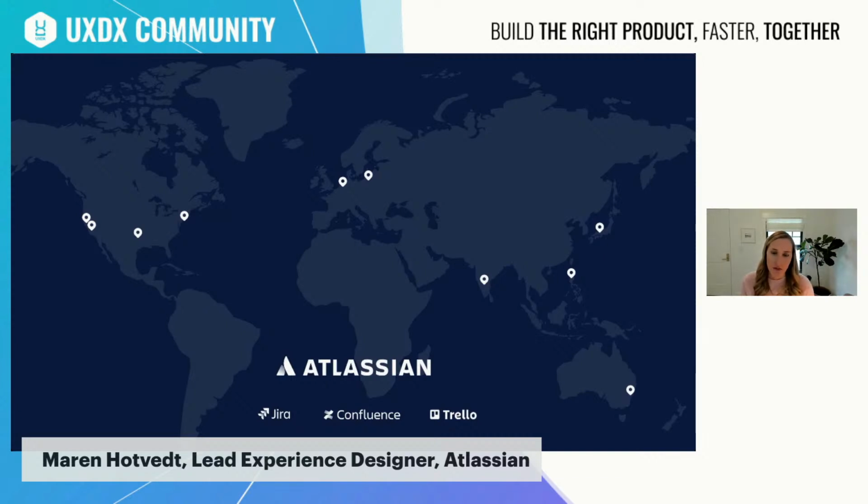We are helping shape the future of teamwork and collaboration for over 250,000 global customers and millions of users. And we're a distributed first company with over 10,000 global employees. But don't worry, that's all I'm going to talk about Atlassian.